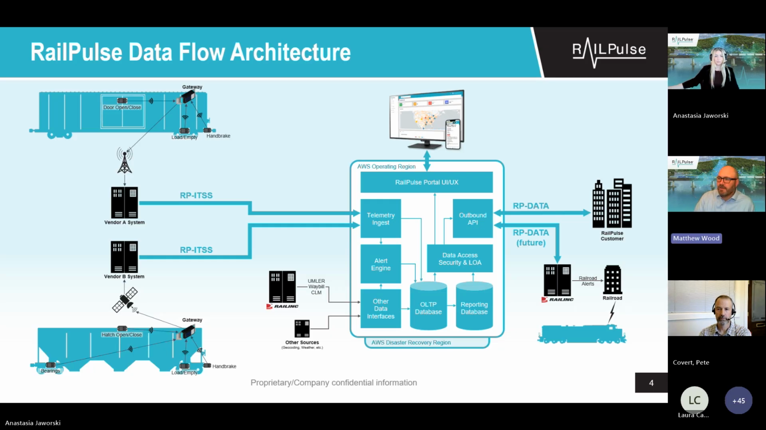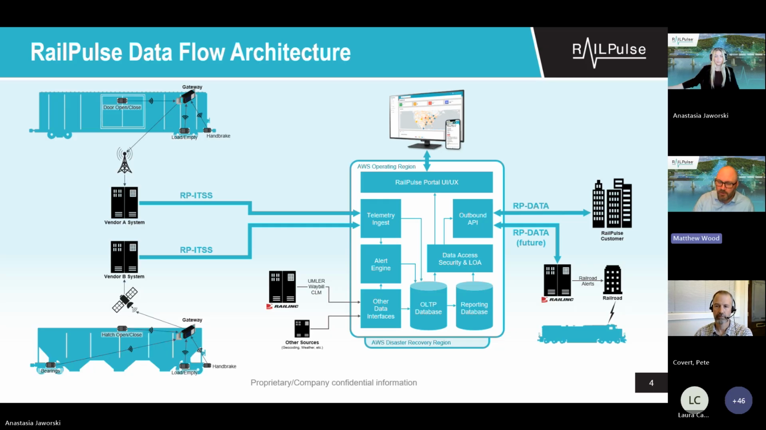RailPulse receives data from any of our certified vendors through a standardized format that we call the RPI-TSS. As we add more certified vendors, we ingest that data into our system, where we combine it with other data sets to enrich that data. So we get data from areas like RailLink, where we get UMLR, CLM, and waybill data. We have other data sources as well, where we're pulling in geocoding, weather, things like that. All of that data comes into our system where we process it, curate it, validate it, and get a good solid data set before that data then goes out the door.